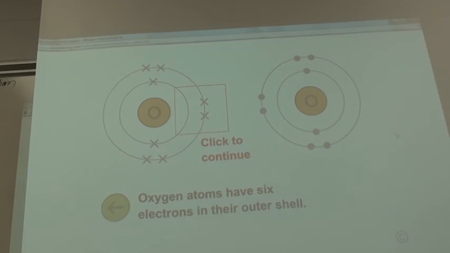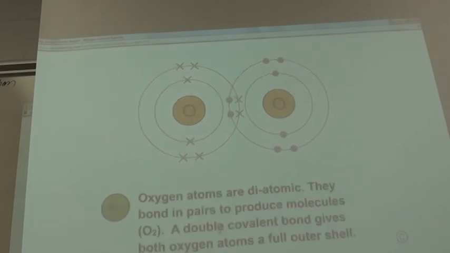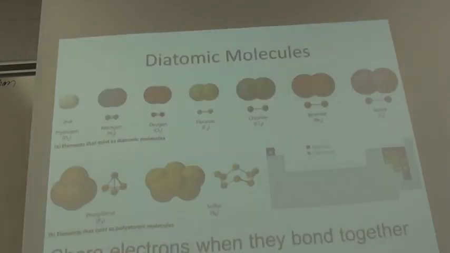So here we go, 6 and 6. Share. All right. Now we've done 2 diatomic molecules, or 3, haven't we? We did oxygen, we did chlorine, and we did nitrogen. And you saw how they covalently bonded together.